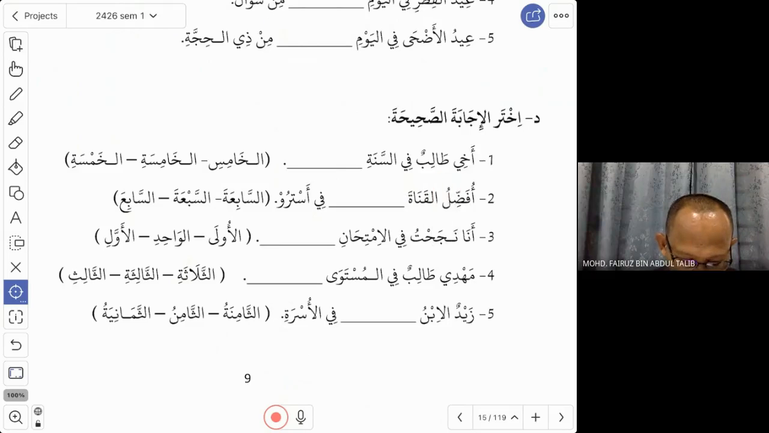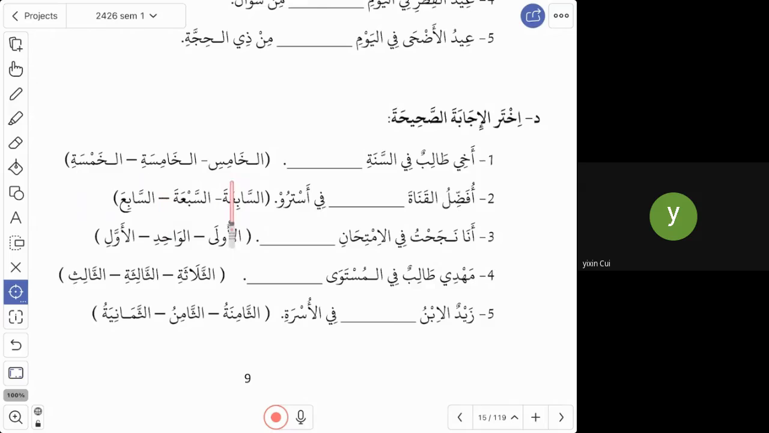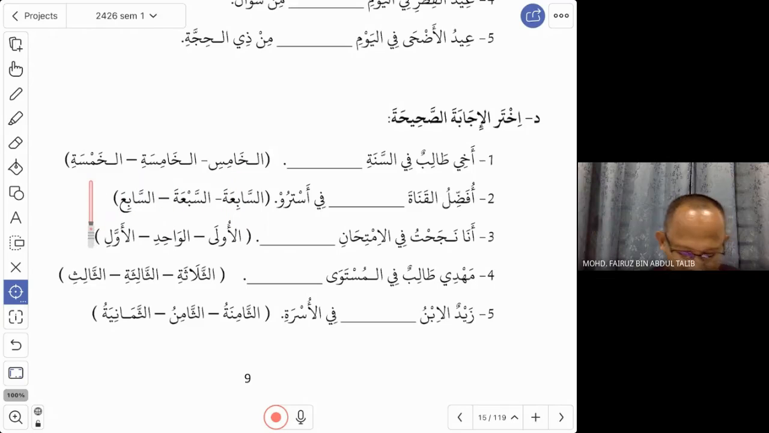You say here they say akhi talibun fi sanatil. My brother is a student in year. Which year? So you need to say 5th year. So here these are all number 5. But number 1, which one is the adad tartibi out of these 3? Al-Hamis. Al-Hamis adad tartibi, sahih.